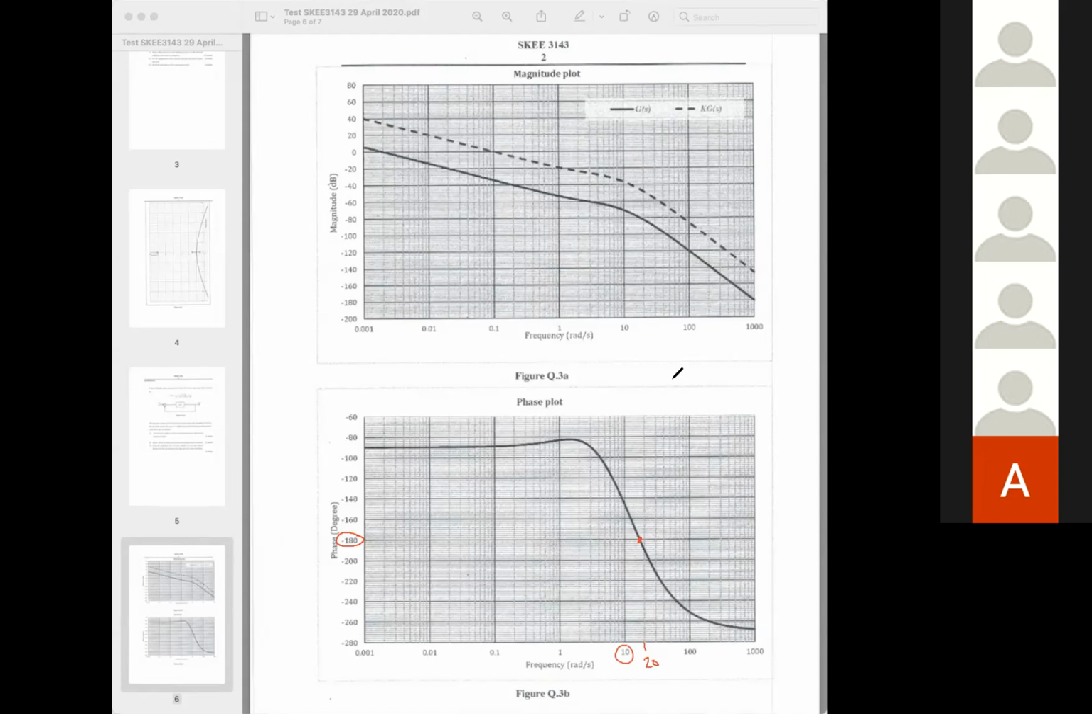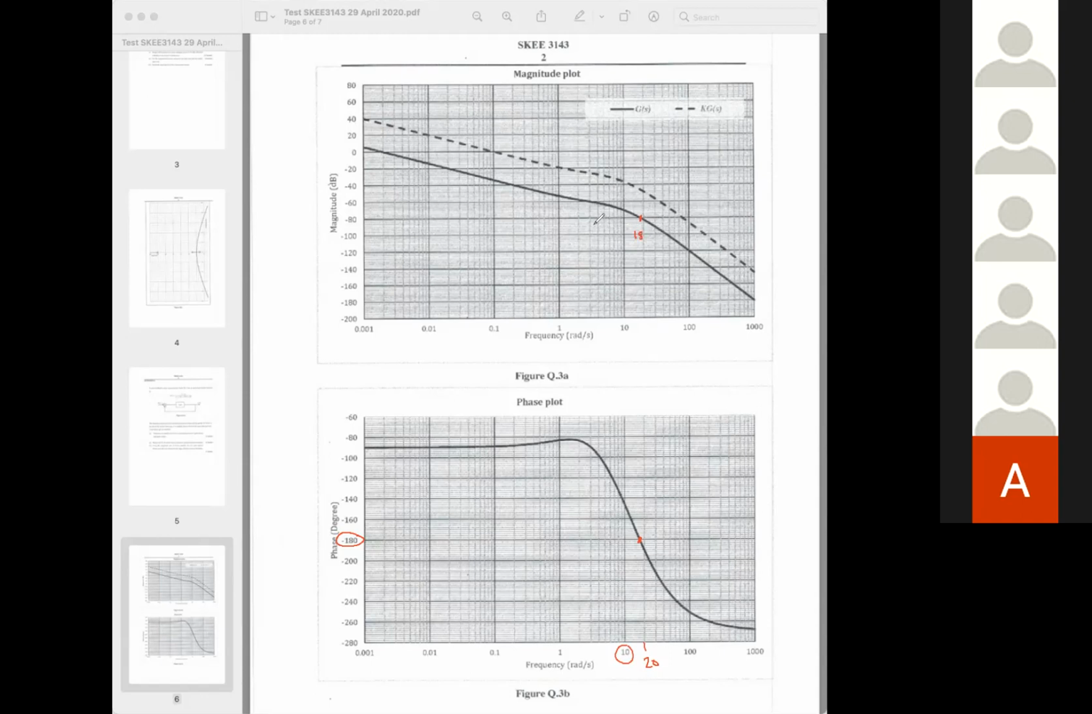Are you there? Yeah, I'm here. You agree with me? Yeah, 18. Minus 80 dB. If we go up at 18 and look at the plot, 18 goes here. No, 18 radian per second, but the gain margin is 80 dB. 18 radian per second. Okay.